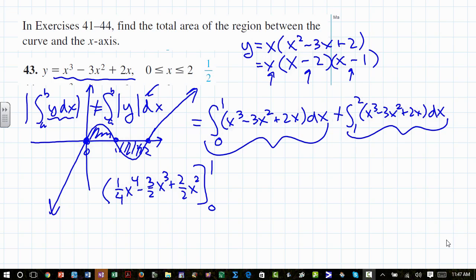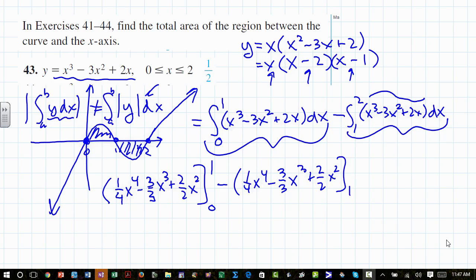Okay, and by the way, let's go back to what we said. We expect that this curve is negative, so we're going to subtract off the negative quote-unquote area. And again, 1/4 x to the 4th minus 3/3 x cubed plus 2/2 x squared is evaluated from 1 to 2. Would you please double check my work to make sure I did that properly?